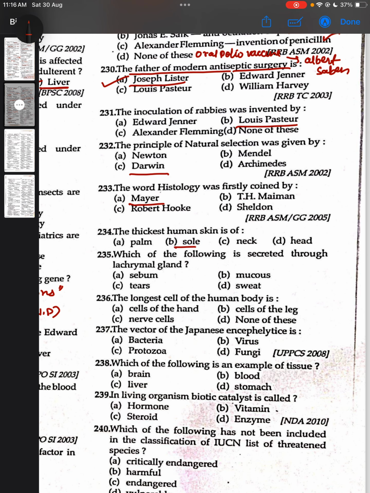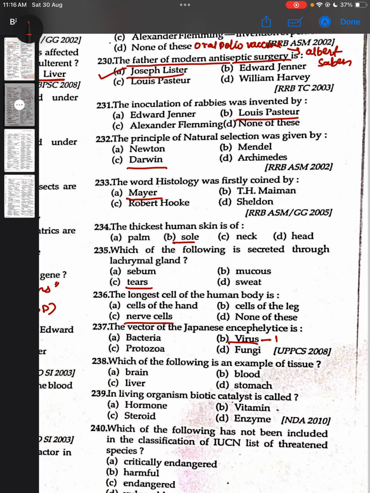Which of the following is secreted through lacrimal gland? It is tear. The longest cell of the human body is nerve cell. The vector of Japanese encephalitis is virus. They are spread by mosquito, and mosquitoes are of Culex species. Which of the following is an example of tissue? Blood. The biotic catalyst in living organisms is called enzyme.